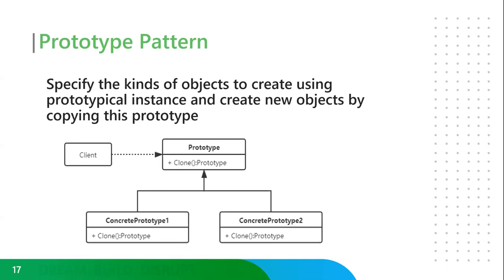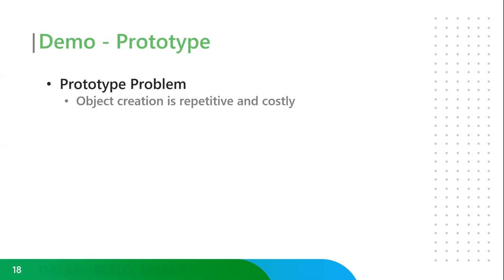In cities like Pune, we live in apartments. They have fixed configurations like 1 BHK, 2 BHK, 3 BHK, and so on. Essentially each house is a copy or a clone of a master design, whatever configuration it has. Okay. So the problem that we face in prototype is that object creation is repetitive and costly.